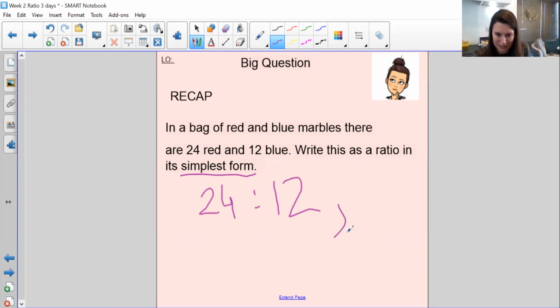So I'm going to divide both of these by 12. This is just a bit of a revision from last week, which would give me 1 on this side, and it would give me 2 on this side. Now, there is nothing simpler than that because they can't be divided anymore. So the simplest ratio for red to blue marbles is 2 to 1. And remember, we use that colon to mean to. 2 to 1. Now, I know that's confusing with those numbers, but it means 2 red marbles for every 1 blue.